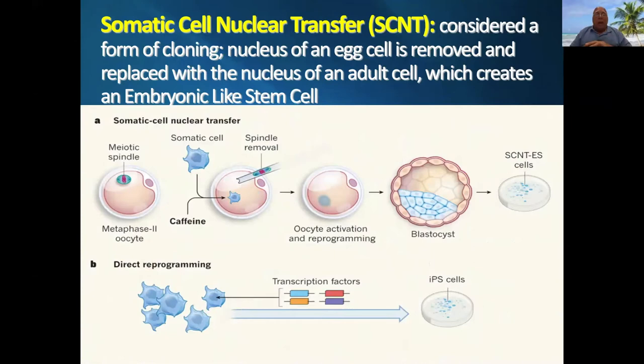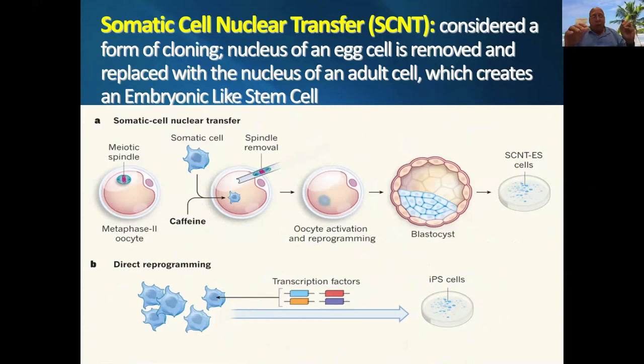Now, somatic cell nuclear transfer, an interesting technique. This is where we get an unfertilized egg, we take out the nucleus, we take a nucleus from one of your cells and we put it in the unfertilized egg, and voila, we start getting reproduction of cells. This is essentially cloning, okay? So this is a slippery slope for us to follow.